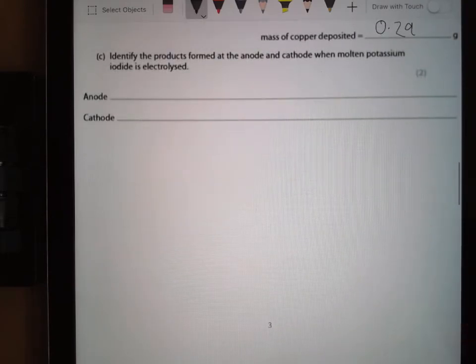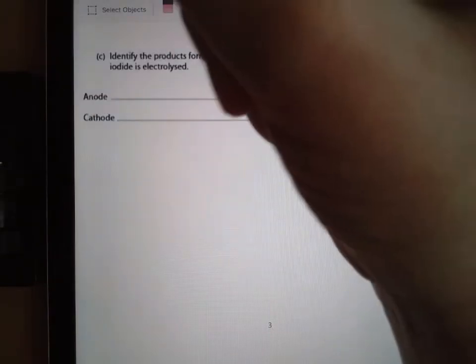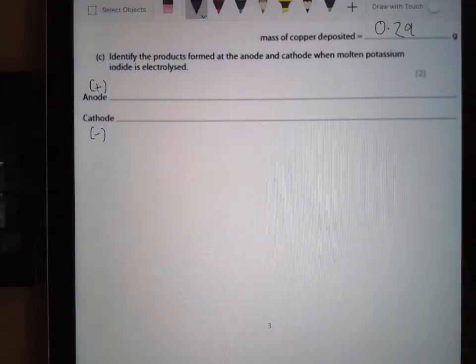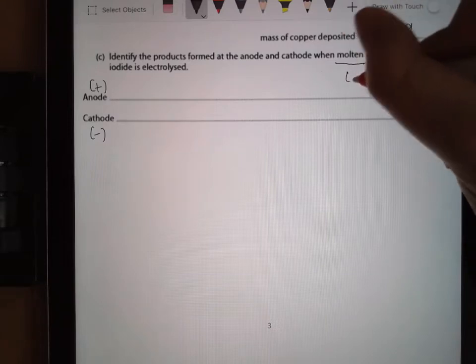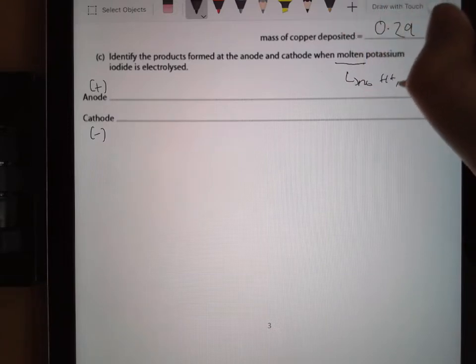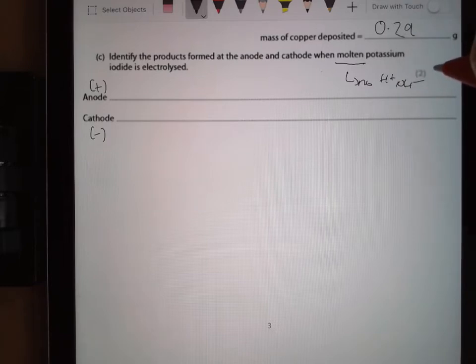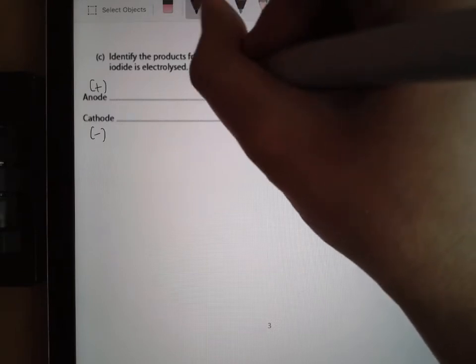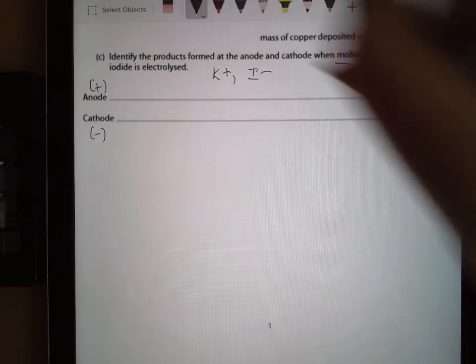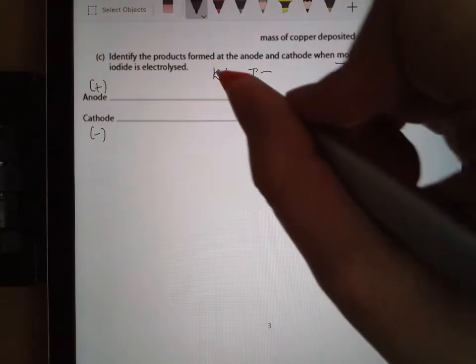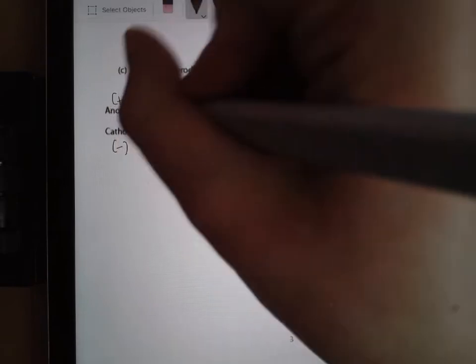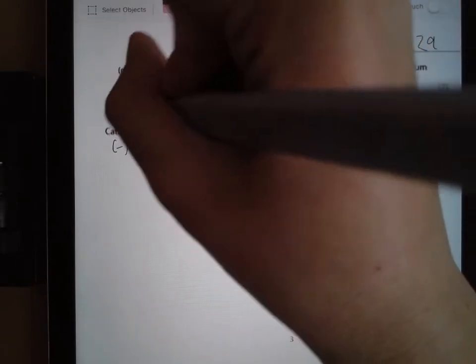The next one, identify the products at the anode and the cathode. So I'm going to remind myself which is which. PANIC: positive anode, negative is cathode. When molten, because it's molten, there is no water present. So I have got no H plus or OH minus. So hydrogen is not going to be an answer here. All I do have is potassium iodide. I can split potassium iodide up into K plus and I minus ions. They're the only ions I have. The K plus ions will be attracted to the negative cathode, and the I minus ions will go to the positive anode.